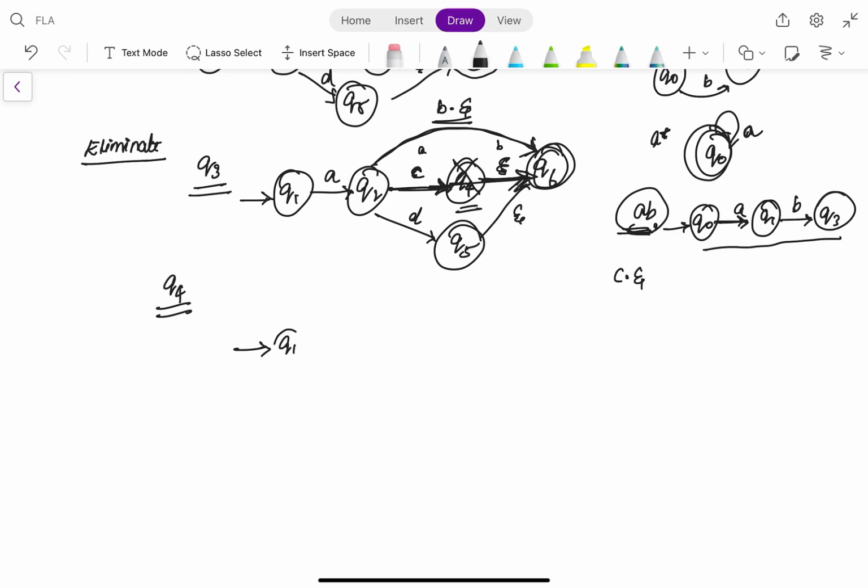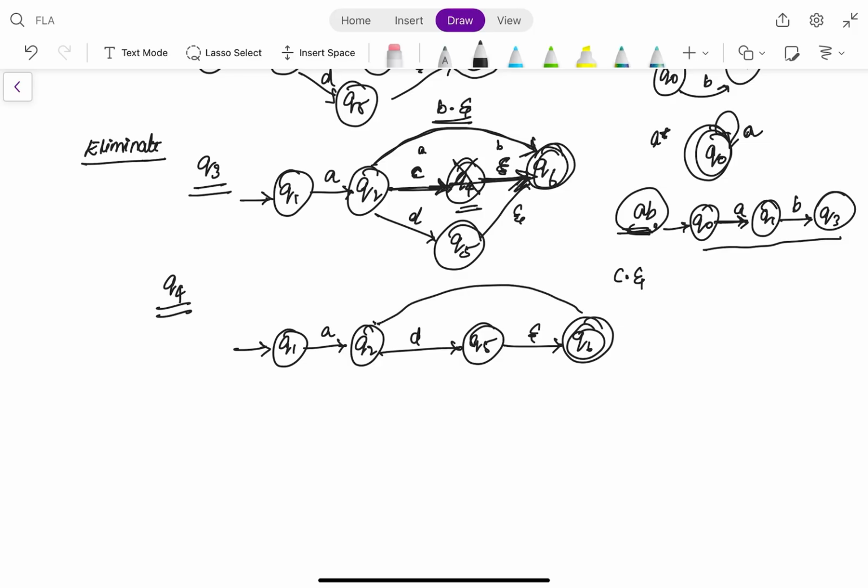So how will you write Q1 A, Q2, C dot epsilon. So D dot epsilon, D, Q5 is still there, epsilon transition to Q6, right? The other two transitions get a direct B dot epsilon and C dot epsilon. Now you have removed Q4.